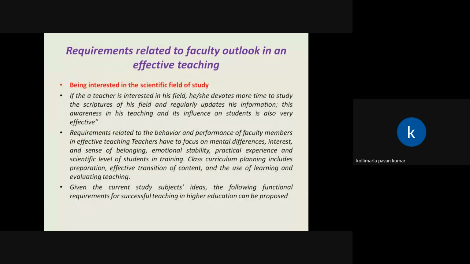The next one is interest in the scientific field of study. To achieve almost all of the above, the teacher first has to be ready to improve himself. If the teacher is not ready to improve himself or herself, no improvement can be done, whether organizationally, institutionally, or departmentally. There will be no improvement unless the teacher is ready to handle those challenging tasks. If the teacher is really interested in his field, that means he is passionate about teaching. He will update his information regularly, keep it in line with the industrial point of view, and present that information to the students in an effective manner, which helps the students understand it very effectively.